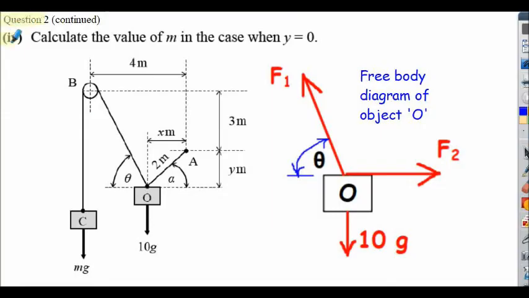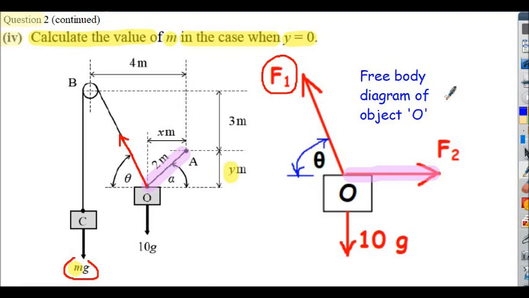Question 2 part 4, we've now got to calculate the value of m in the case when y is equal to 0. So this dimension here is equal to 0. So essentially we have this free body diagram on the right hand side where this line is actually horizontal. So horizontal force here. We've got to calculate the value of m here. Don't forget that this cable here will be subject to the force of mg. I'll just call this F1 in the diagram on the right hand side. I'll show you the full worked solution on the following slide.